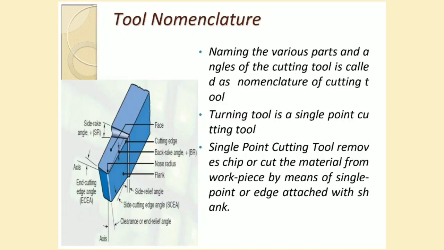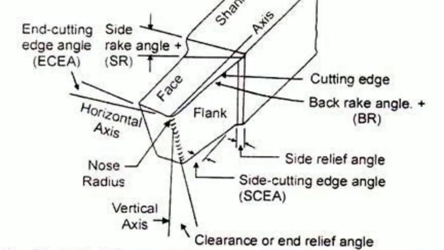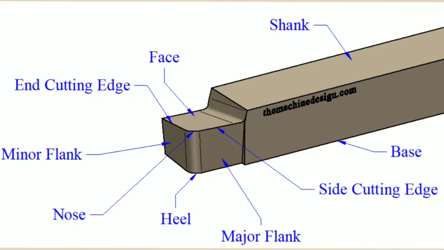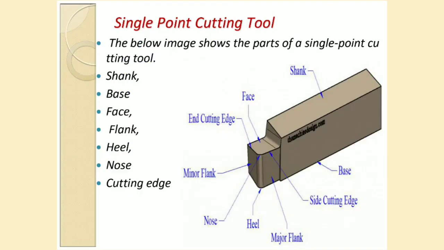As told, in turning we will use the single point cutting tool. What does single point cutting tool mean? A tool which removes material from the workpiece by using a single point or single edge is called a single point cutting tool. It has some of the following parts as shown in the figure: shank, base, face, flank, heel, nose and cutting edge. These are the main parts of your tool. We will see them one by one.